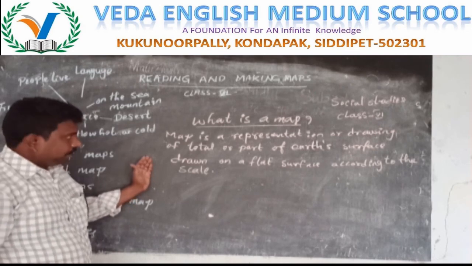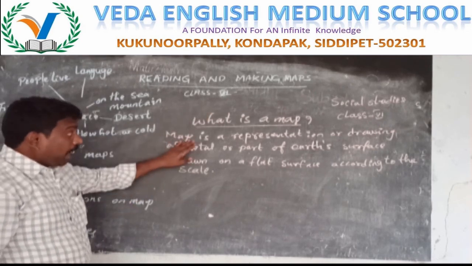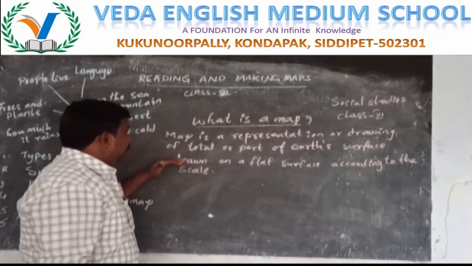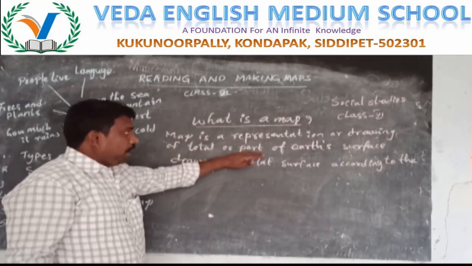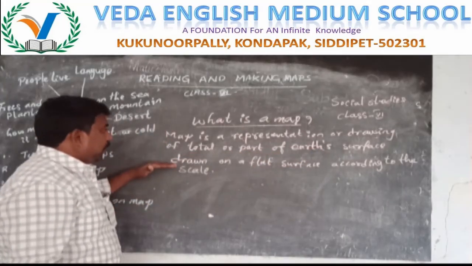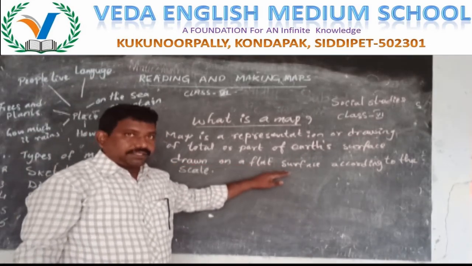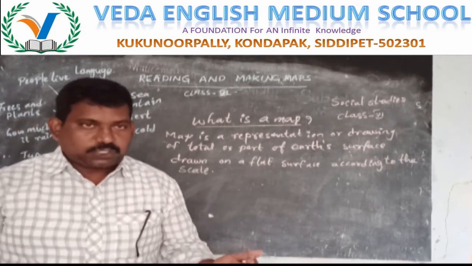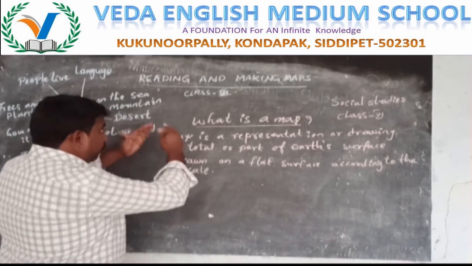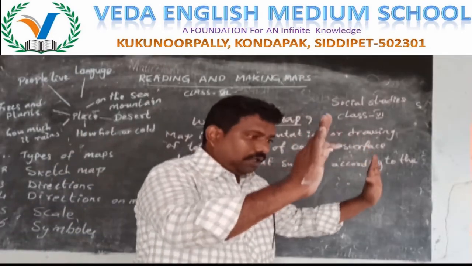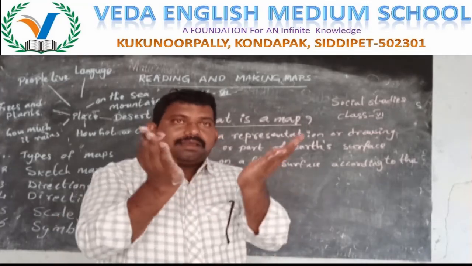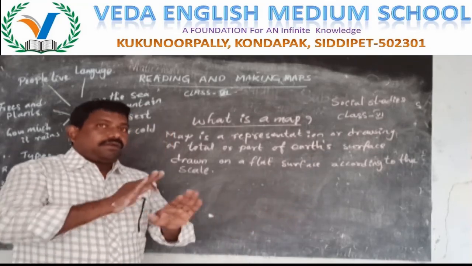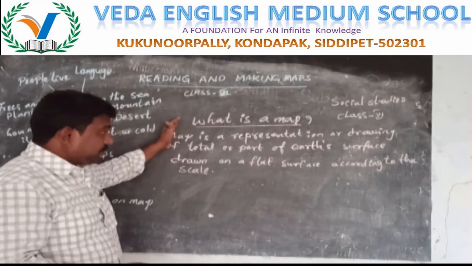Once again I repeat, what is a map? A map is a representation or drawing of the total or part of the earth's surface drawn on a flat surface according to the scale. Here the flat surface means what? It may be a flat board, a wall or a paper, whatever it may be. The surface should be flat. Okay children, do you understand what is a map?